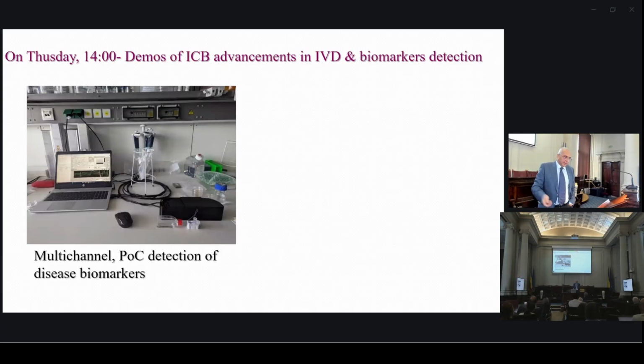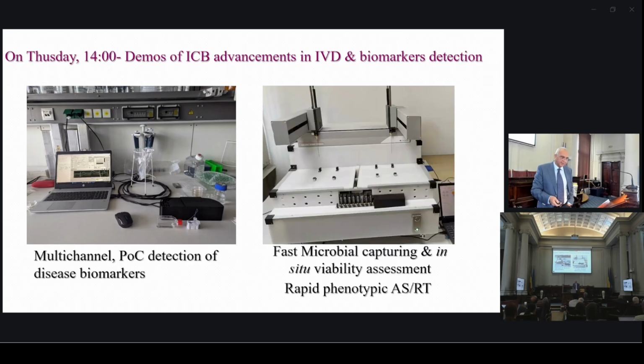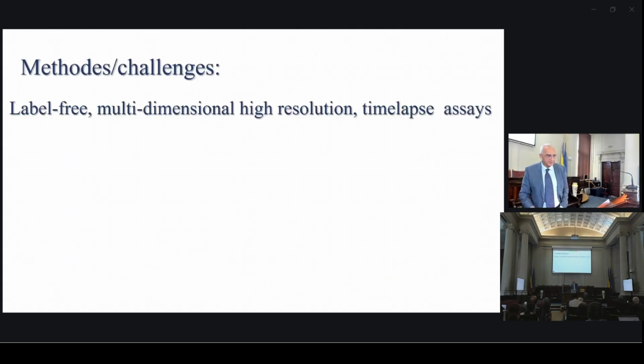Well, tomorrow we'll have some time to present the results that were developed in our center. Christina was mastering part of care detection system for biomarkers. Sorin will present the multi-channel system for capturing, assess the viability, and also perform the rapid phenotypic antimicrobial susceptibility or resistance testing.